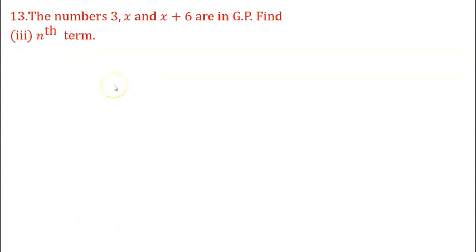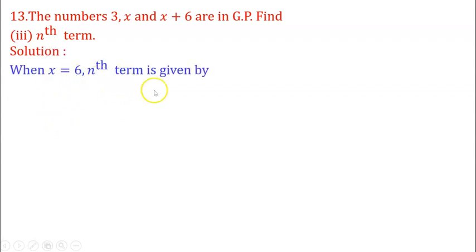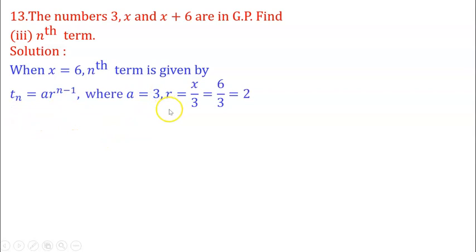Now the last sub question, that is the nth term. Solution. When x is equal to 6, the nth term is given by Tn = A R^(n-1). A is equal to 3, R is equal to x by 3, that is 6 upon 3, which is equal to 2. Therefore, Tn is equal to 3 into 2 raised to n minus 1.